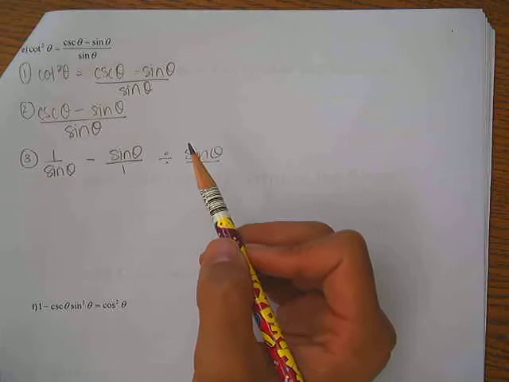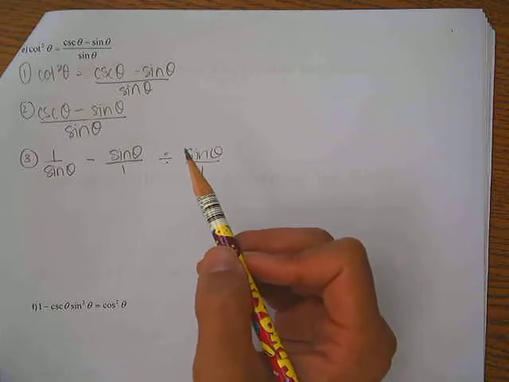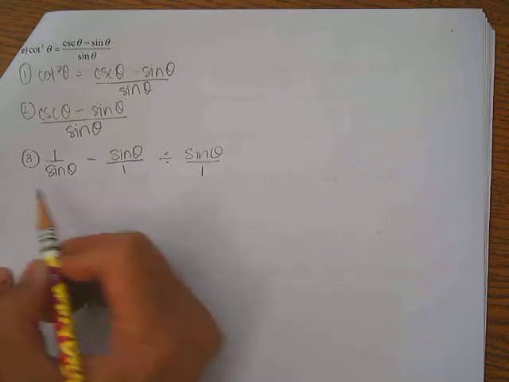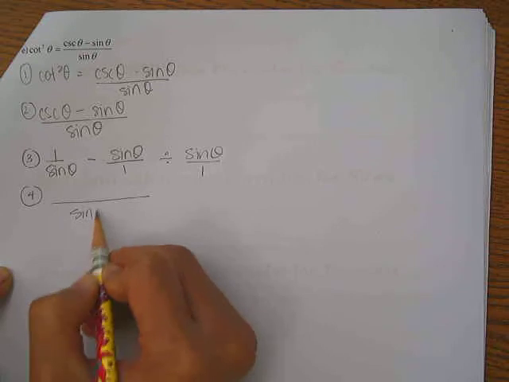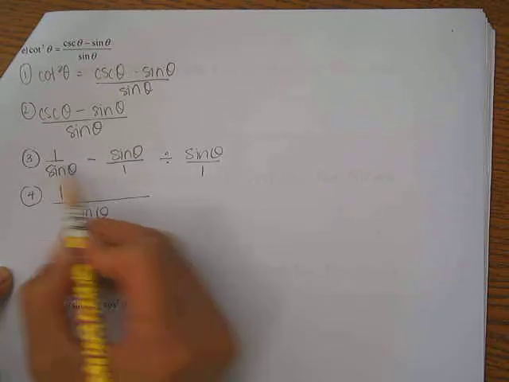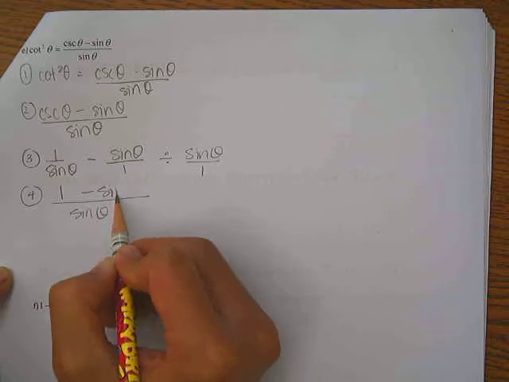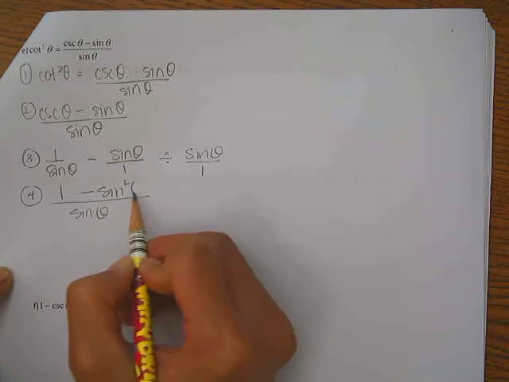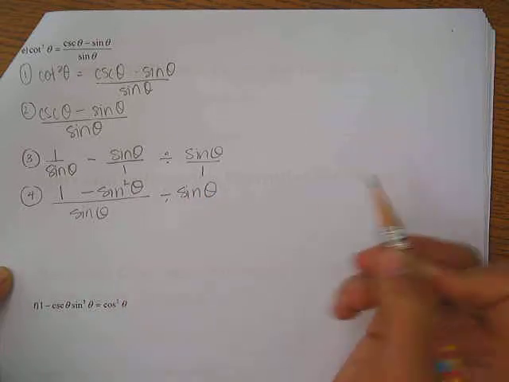Then from here, what I'm going to do is, common denominator? What do you think? Common denominator would be sine, right? So here we go, sine of theta. This one, I'm not going to change anything. But this one, I would have to multiply the numerator by sine. So sine times sine will be sine squared. And divide that by sine of theta.